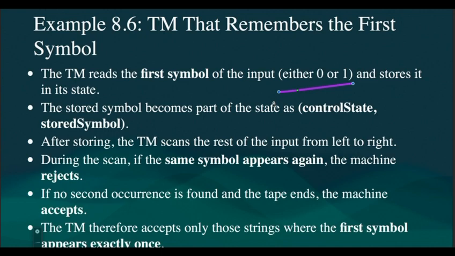If the same symbol appears again, the TM rejects. If the symbol does not appear again, then the TM accepts. So the TM accepts only those strings where the first symbol appears exactly once. The important point here is that the TM remembers the first symbol.